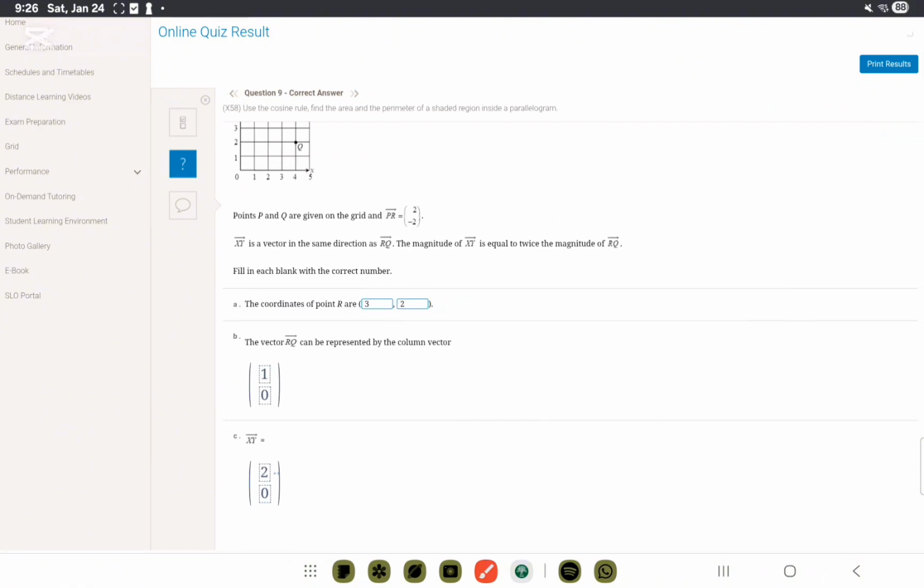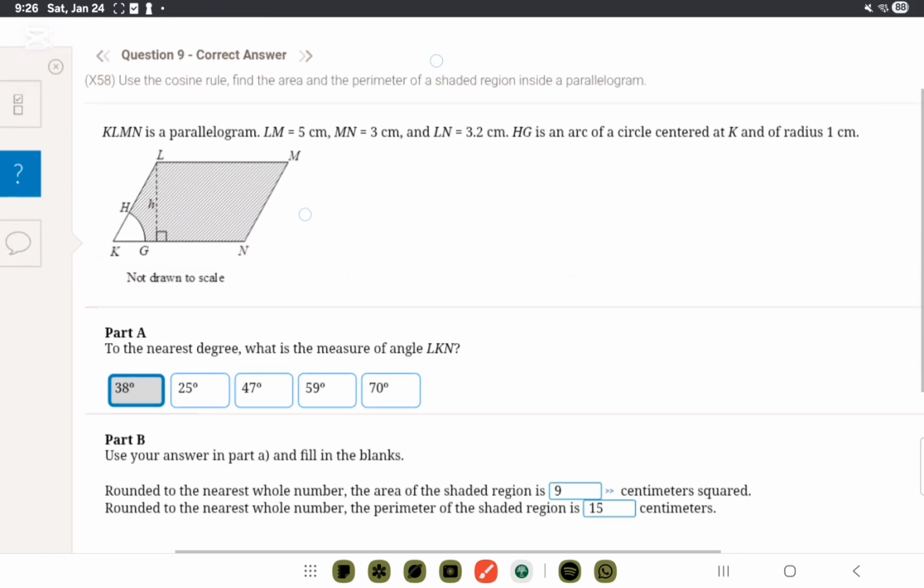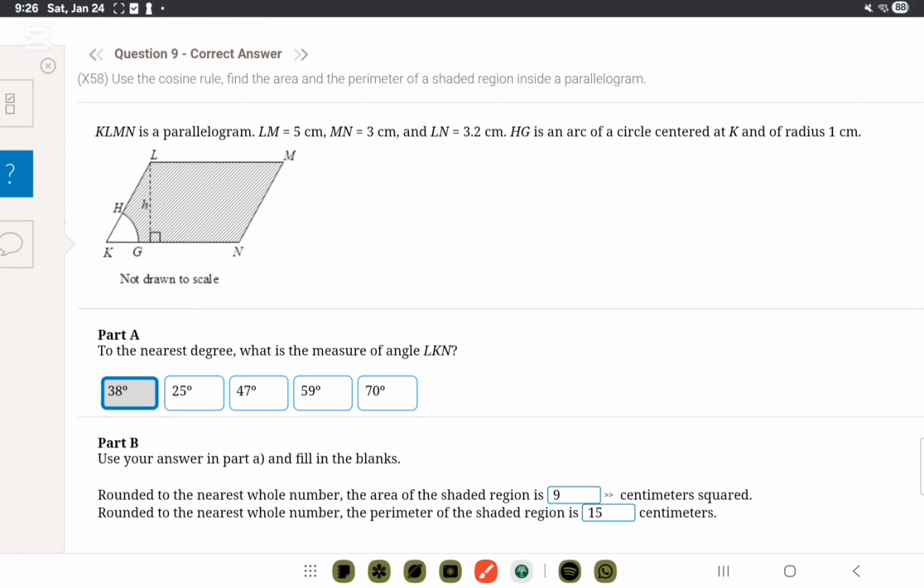Question 9. Oh my god, no, not this one. Oh my god. Oh my god, that is so bad. Okay. I hate my life. Okay. Let me just draw everything.